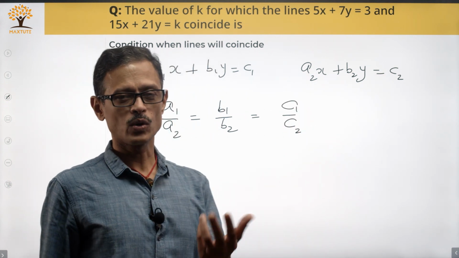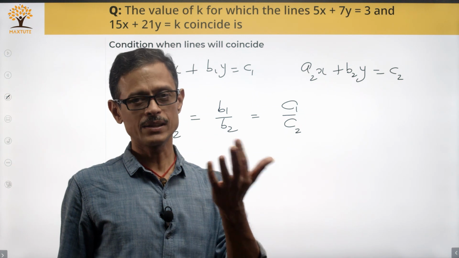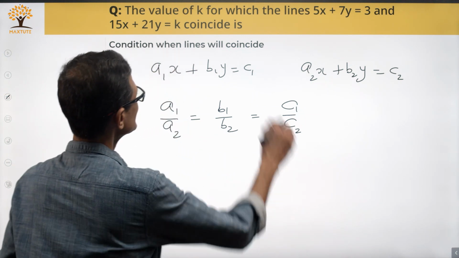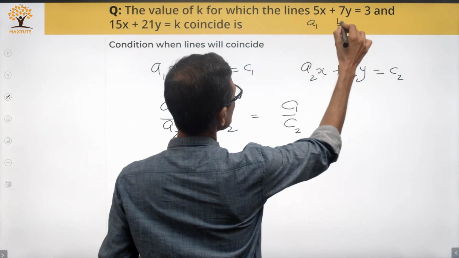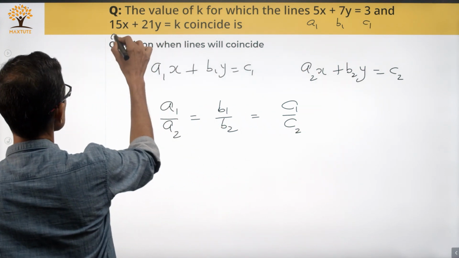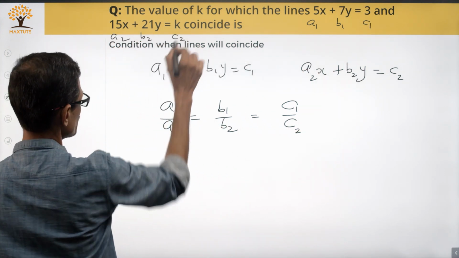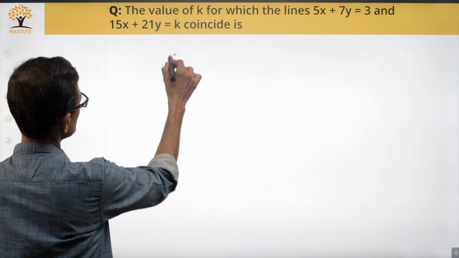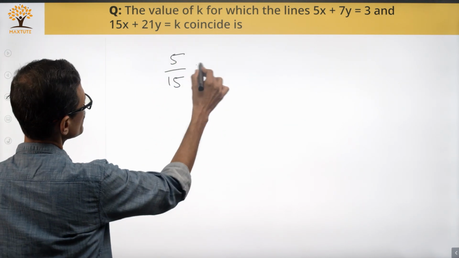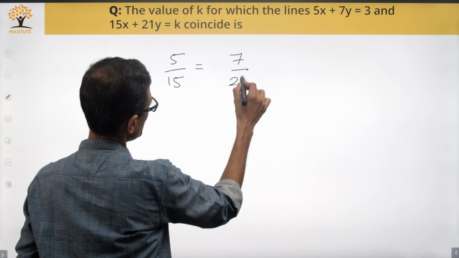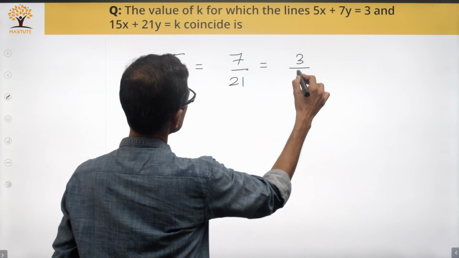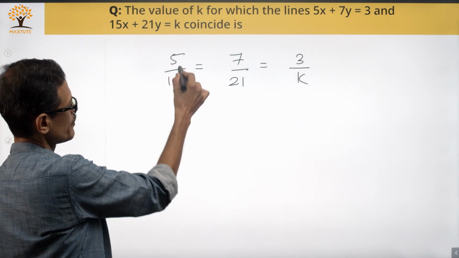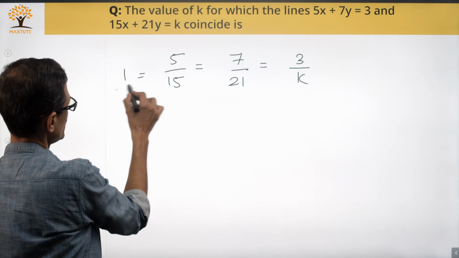Let's quickly find out what is a1 b1, a2 b2, c1 c2, right? This is a1 b1 c1 and these are values which are a2 b2 c2. Plug those here and solve for it, we'll get the answer. So a1 by a2 is basically 5 upon 15, b1 by b2 is 7 upon 21, c1 by c2 is 3 upon k. It's quite evident 5 by 15 and 7 by 21 are both equal to 1 by 3.